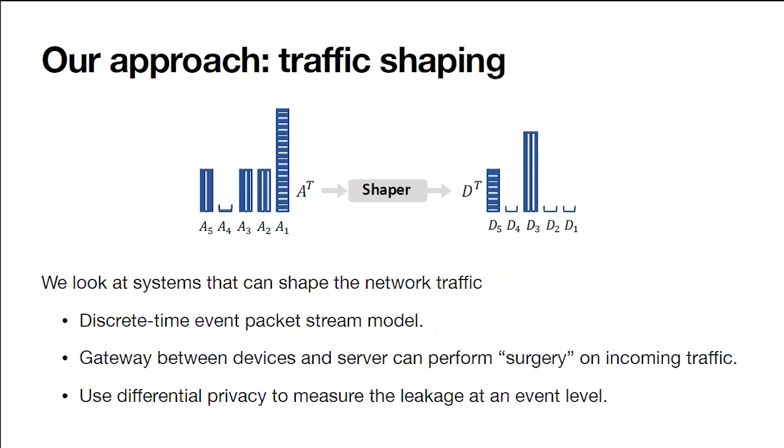We're looking at a discrete time setup. I'm not setting up the formal model here, but we're using a discrete time model. And the central thing that we're trying to understand is what happens if a traffic shaper can actually do surgery on the packets. So I can queue up packets, I can cut them up, I can reassemble them, I can pad them out, I can do a bunch of different things. And then we're going to use differential privacy to measure what is lost in this system.